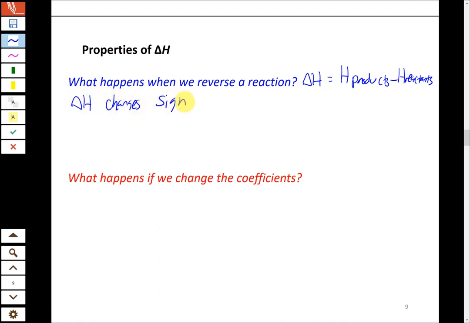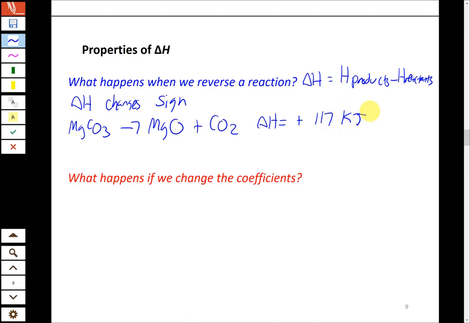So let's say we have this reaction here. If you take magnesium carbonate and you heat it up, you can make magnesium oxide and release carbon dioxide, and the delta H for this is positive 117 kilojoules. But let's say we wanted to do the reverse reaction, where we swap the reactants and the products. So we make MgO and CO2 the reactants and combine them. Oops, it's just O.